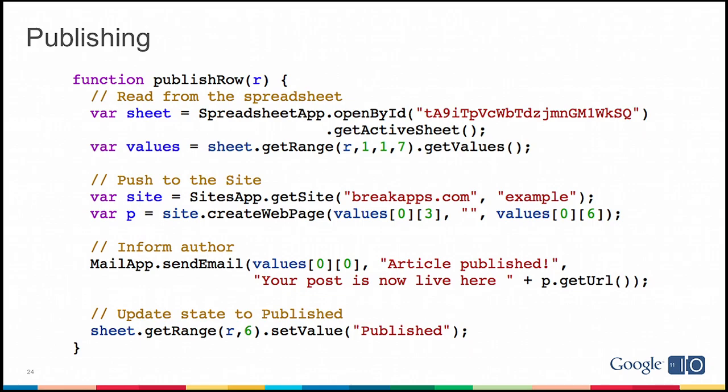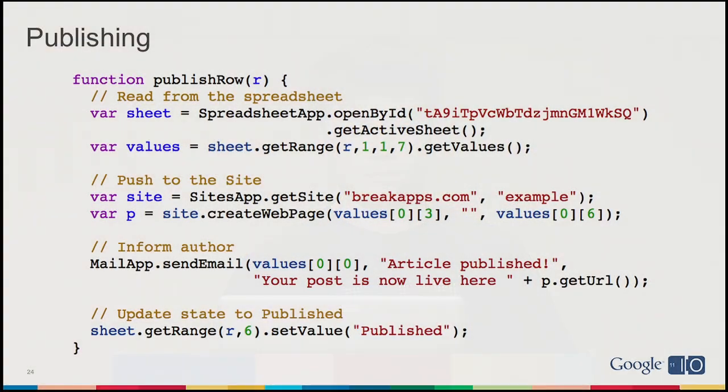This is our publish row function. It takes one parameter. The r variable is going to be the index of the row that you want published. In the first line, again, we get the sheet by ID. We will grab the range that we're interested in. We call getValues to get the values of that range as a 2-dimensional array.